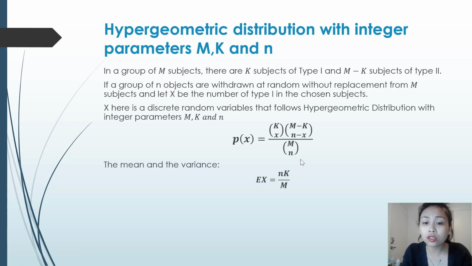So mean of this distribution is nk over m. We can derive the formulas using summation of x times p of x, and it's going to be a long way, but the final result is E of x is nk over m, and variance of x is nk times m minus k times m minus n over m squared times m minus 1. So this is about hypergeometric distribution.